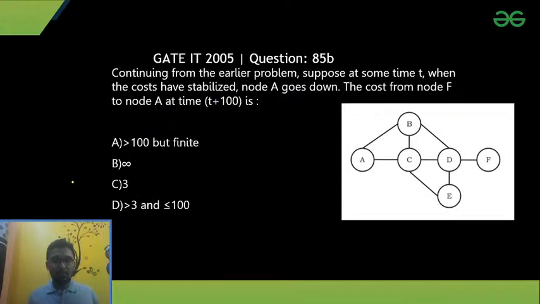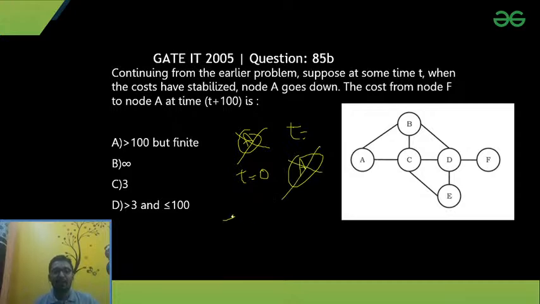Again, one more question that was continued for this same graph. The graph was given and they are telling us that, continuing from the previous problem, suppose at time t when the cost has been stabilized, the node A goes down. The cost from node F to node A at time t plus 100 is? So at t equal to 0, this A went down. They are asking at t equal to 100, what will be the distance of A from node F.